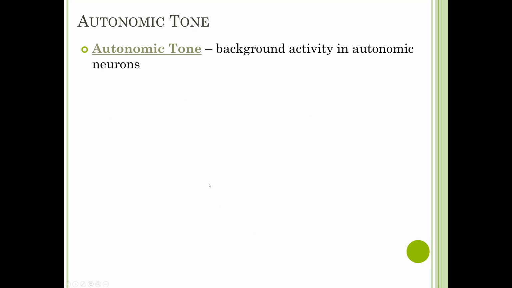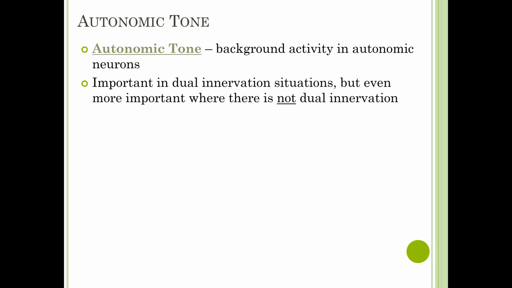And then you should also know that autonomic tone is the background activity that is occurring in autonomic neurons. This is very similar to how we talked about muscle tone being the level of muscle contraction that you have at rest. It's basically the amount of activity you have in these neurons at rest in any given moment. It's called autonomic tone. So autonomic tone is important in both the dual innervation situations, but it's actually even more important when there is not dual innervation. So we'll take a look at an example of each.